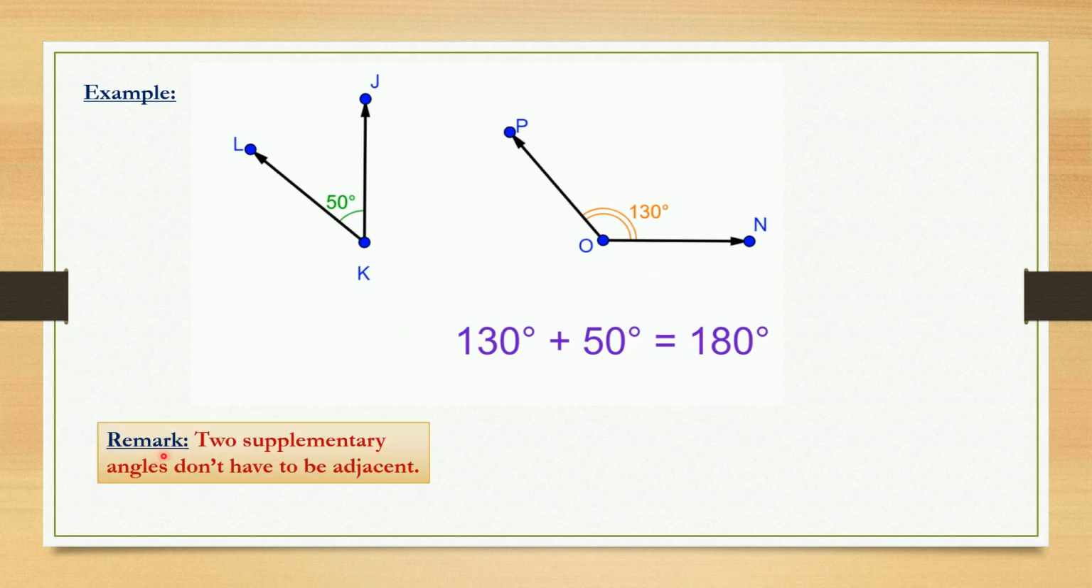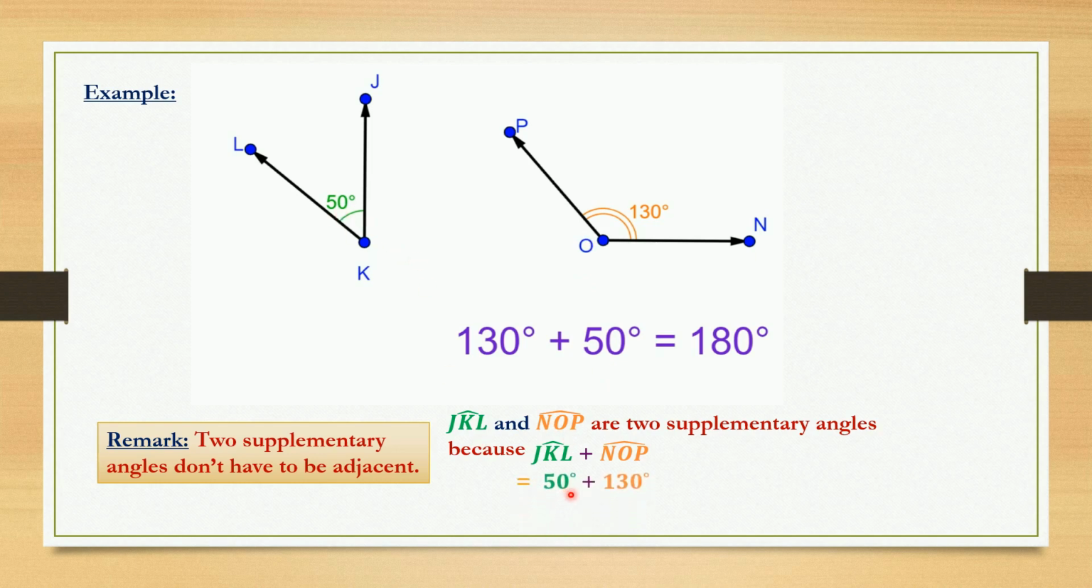So remark, two supplementary angles don't have to be adjacent. So both these angles have different vertices. They don't have the same vertex, but they have a sum of 180 degrees. So they are supplementary angles. So angle JKL and angle NOP are two supplementary angles because if I add them, JKL plus NOP equals 50 degrees plus 130 degrees equals 180 degrees.